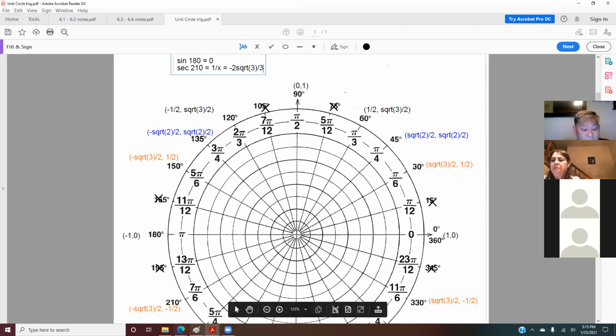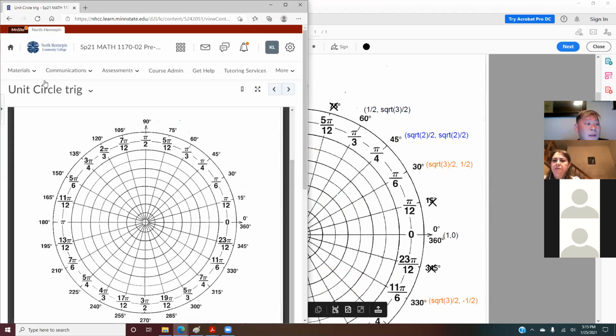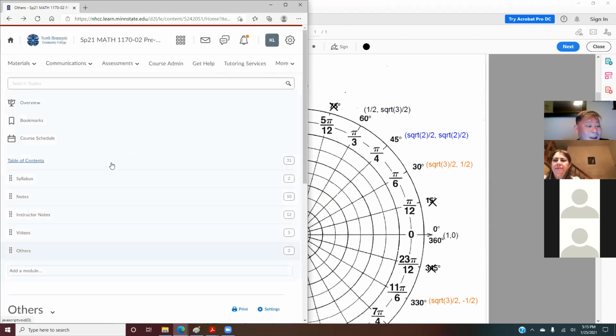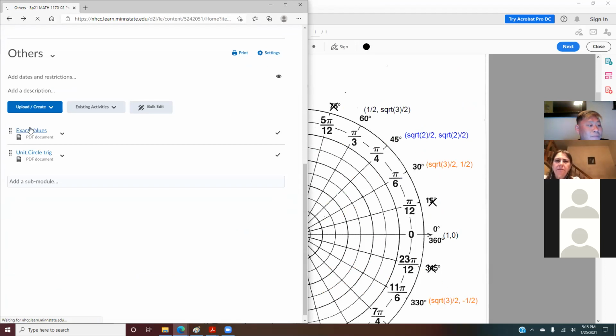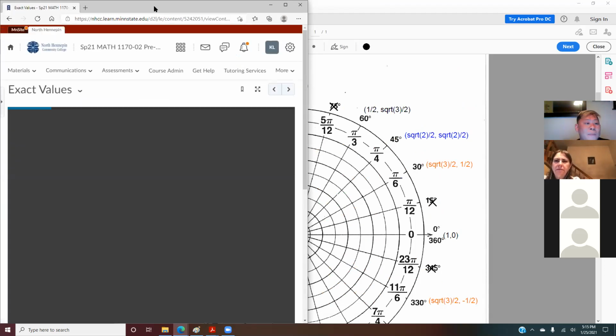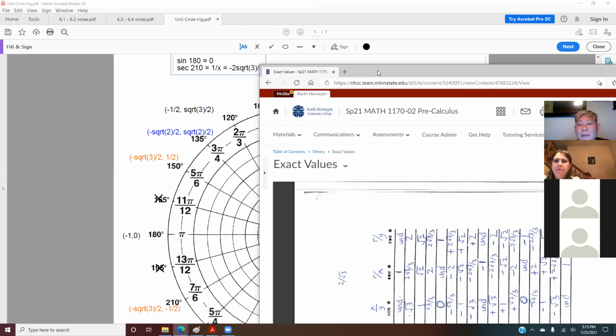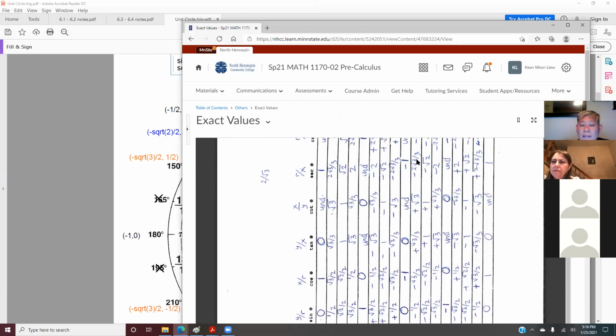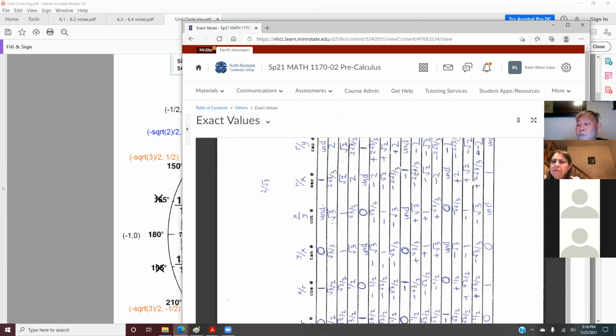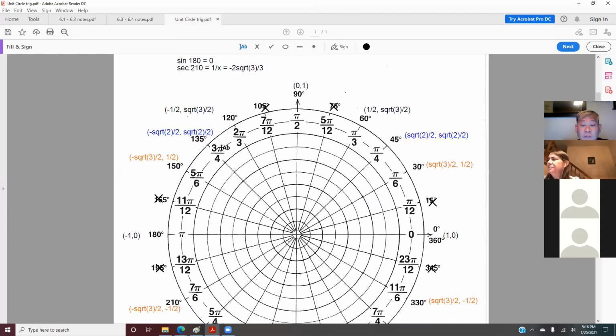If you want, you can use that table I showed you early on. Remember that table that I have? And you will get back the same thing, secant of 210. So 210 is this one, and secant is this one. You get negative 2 root 3 over 3. See that? Which is the same as the one that we just did on this unit circle.